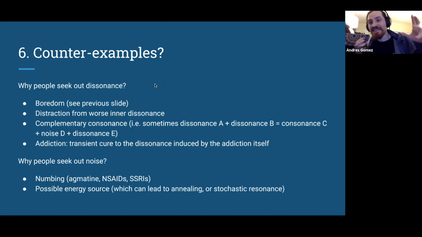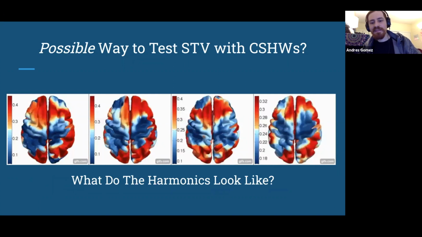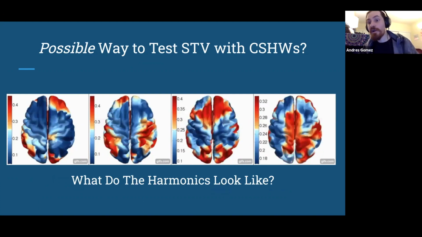It's not the hot sauce itself. So there's kind of a step that basically separates one from the other. And then, yeah, I'll just very briefly describe one way we're trying to test symmetry theory of valence. It's not the only way to test it.